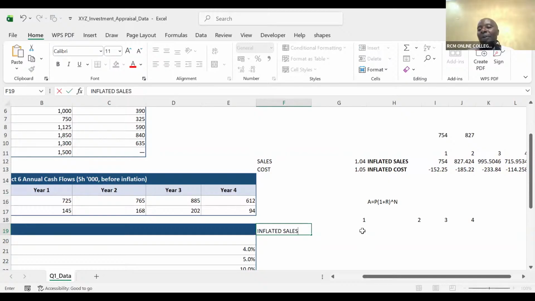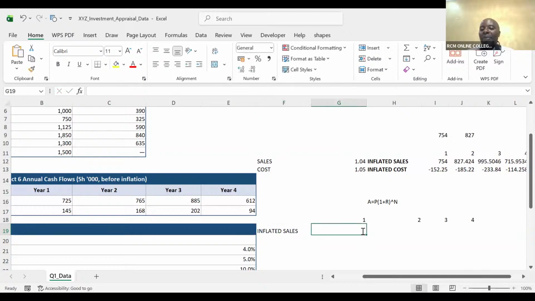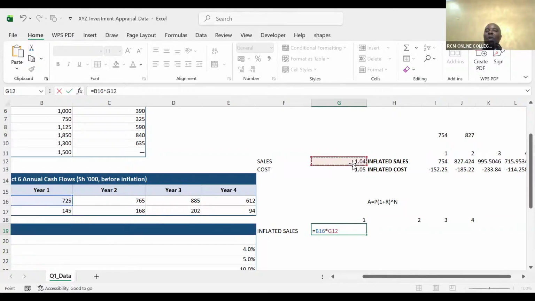So my inflated sales, ladies and gentlemen, what do I do? I'm taking my principal. The very first figure here for sales was 725. Then I say times, because it is principal, into 1 plus R. Fortunately, the 1 plus R, we have already done it. We have it here for sales. It is 1.04, and this 1.04 is going to remain constant throughout. If it's going to remain constant throughout, then we must dollarize it.